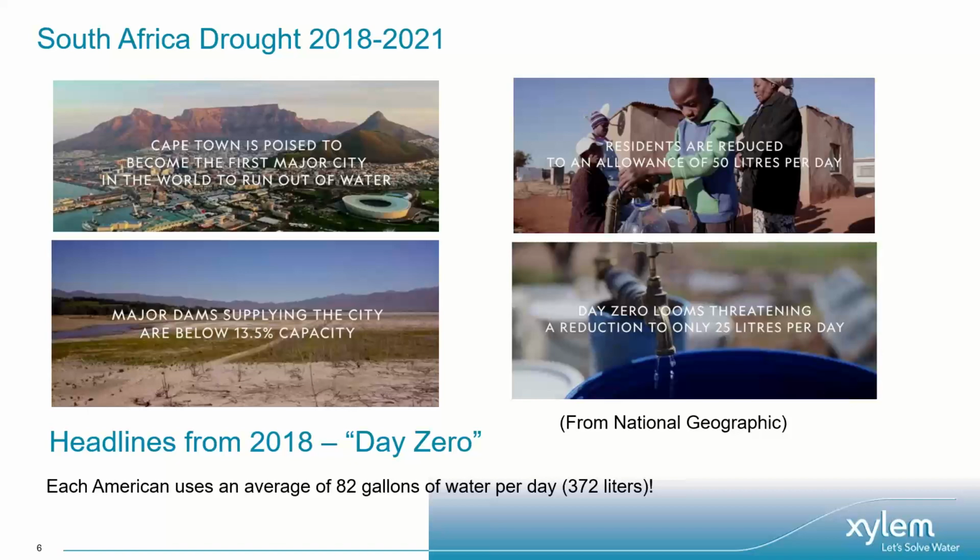And just for some perspective, here in the US, each American on average uses about 82 gallons of water per day, so that's 372 liters per day. Just to give you some perspective on what 25 liters might feel like for those residents there.